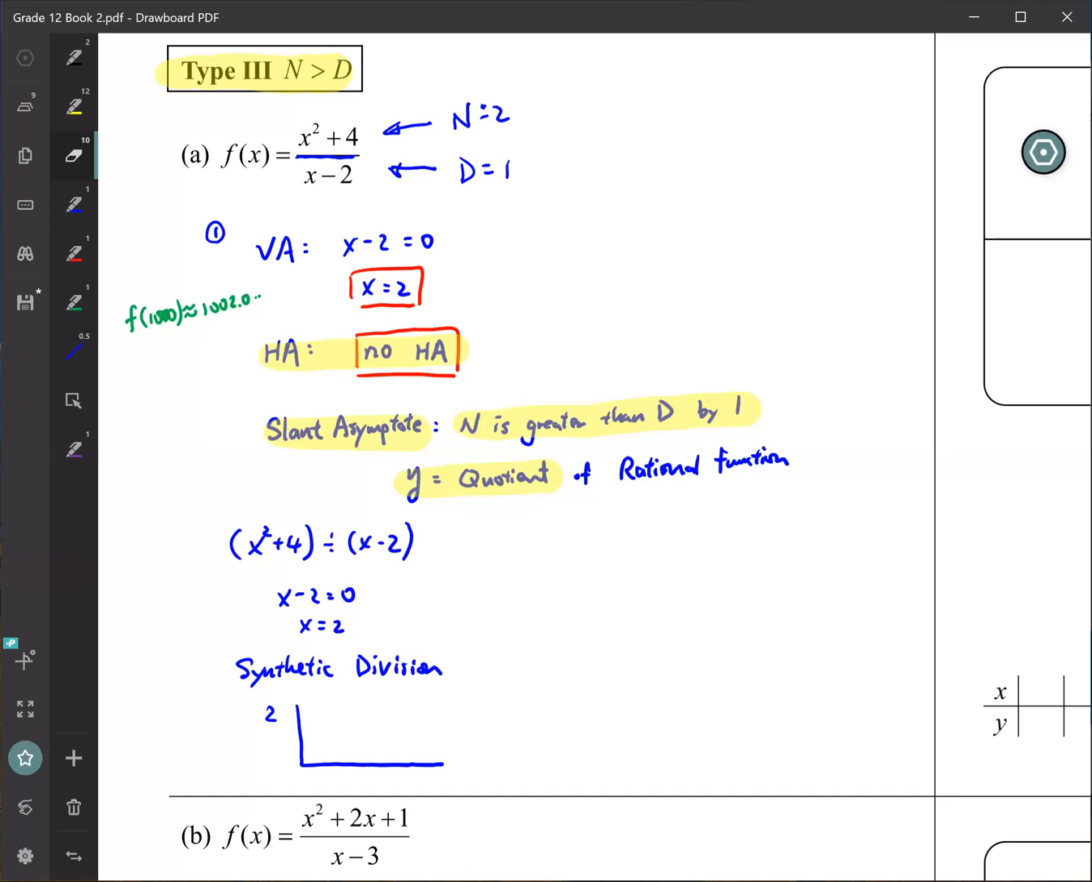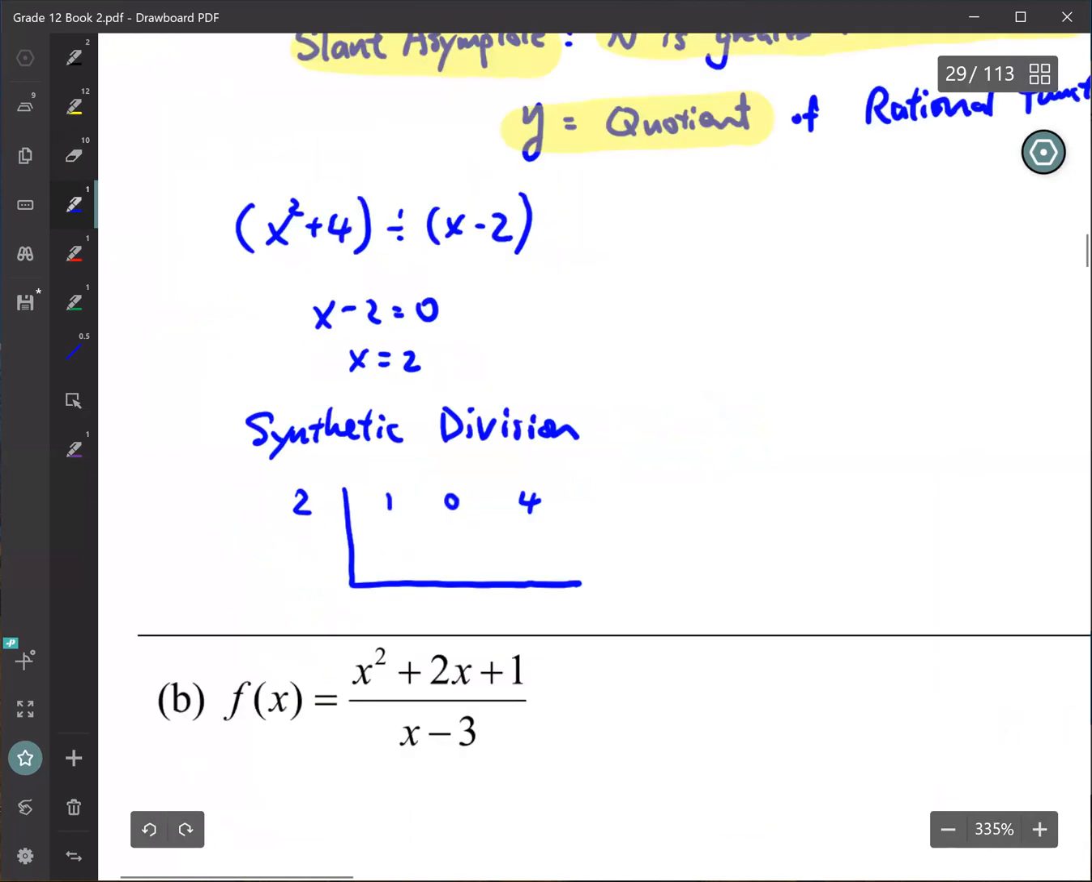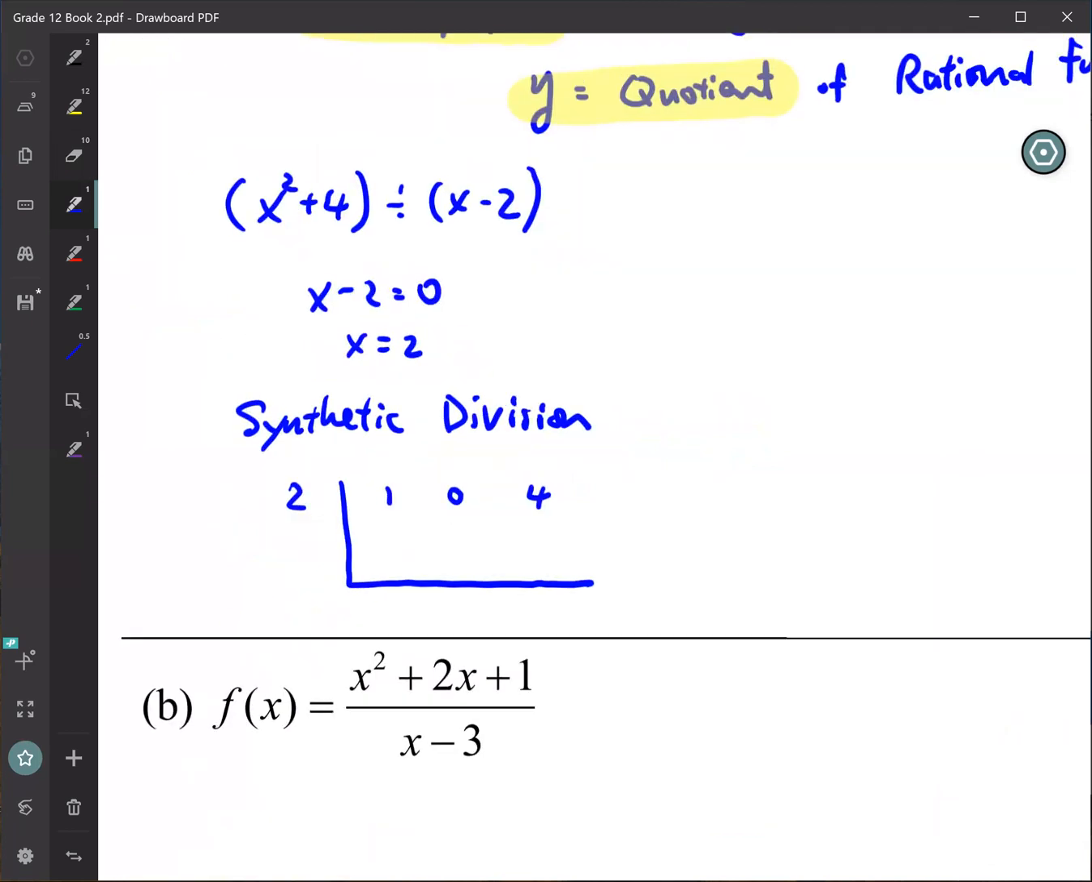Okay, so inside you should put 1, right? Dividend is 1, and then missing the x, right? So you put 0 and then 4, okay? I hope you haven't forgotten the synthetic division. Okay, so Tiana, what do you have for the quotient?